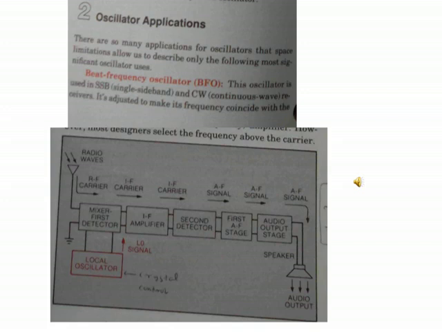So they are passing through the intermediate amplifier. And then from the intermediate amplifier, the carrier waveforms pass through the second detector. The second detector takes out the amplified signal. This amplified signal passes through the first amplifier stage, and then through the audio output stage. In this audio output stage, the signal is amplified, and this signal drives the audio output speaker circuit.